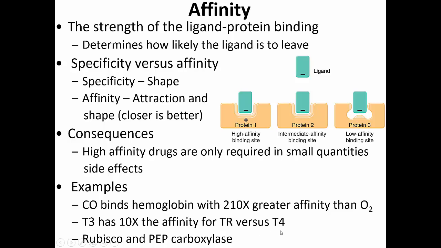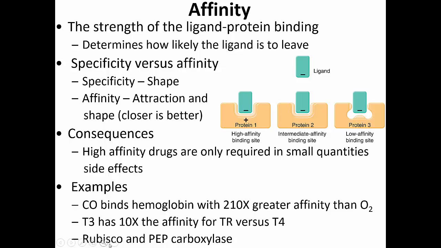Lastly, an example from outside of human physiology, Rubisco and PEP carboxylase. You're aware of the fact that these 2 enzymes are responsible for carbon fixation, for taking CO2 from the atmosphere and turning it into sugars during the process of photosynthesis in plants. Rubisco, in fact, is an enzyme that's unique in that it's the most abundant enzyme found on the planet, the most abundant protein found on the planet as well, by the way.